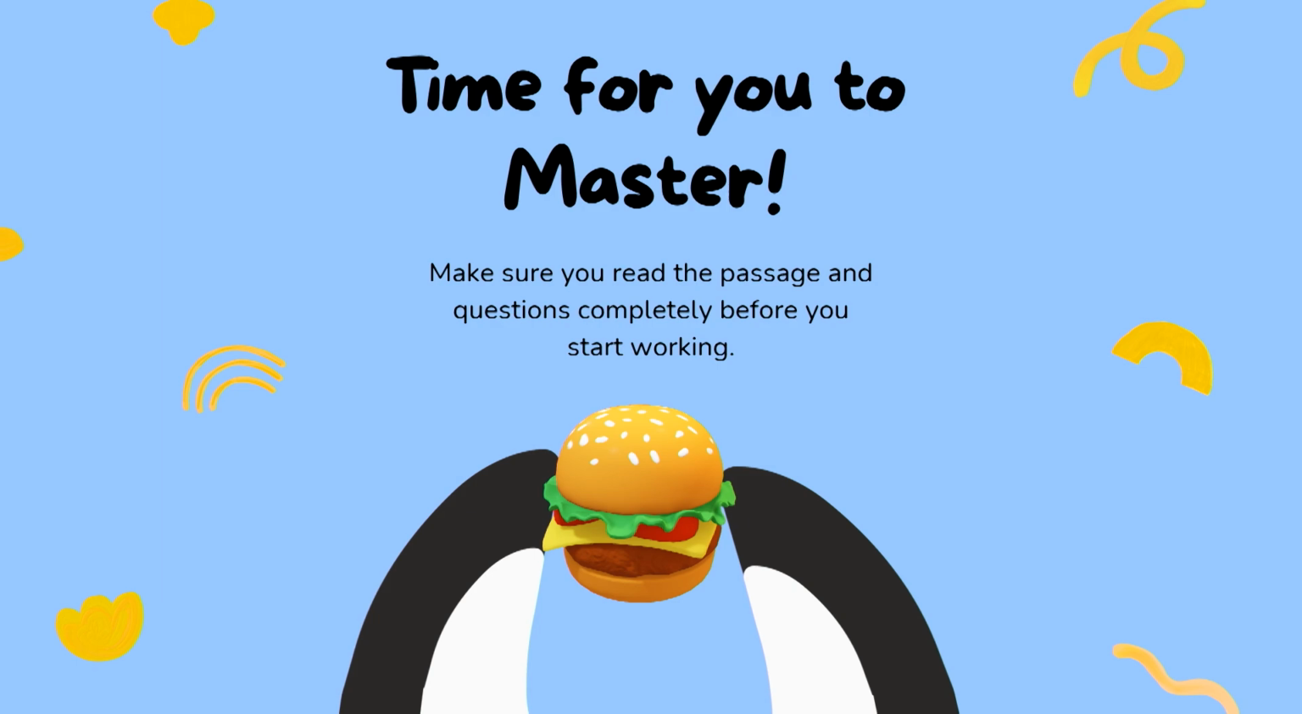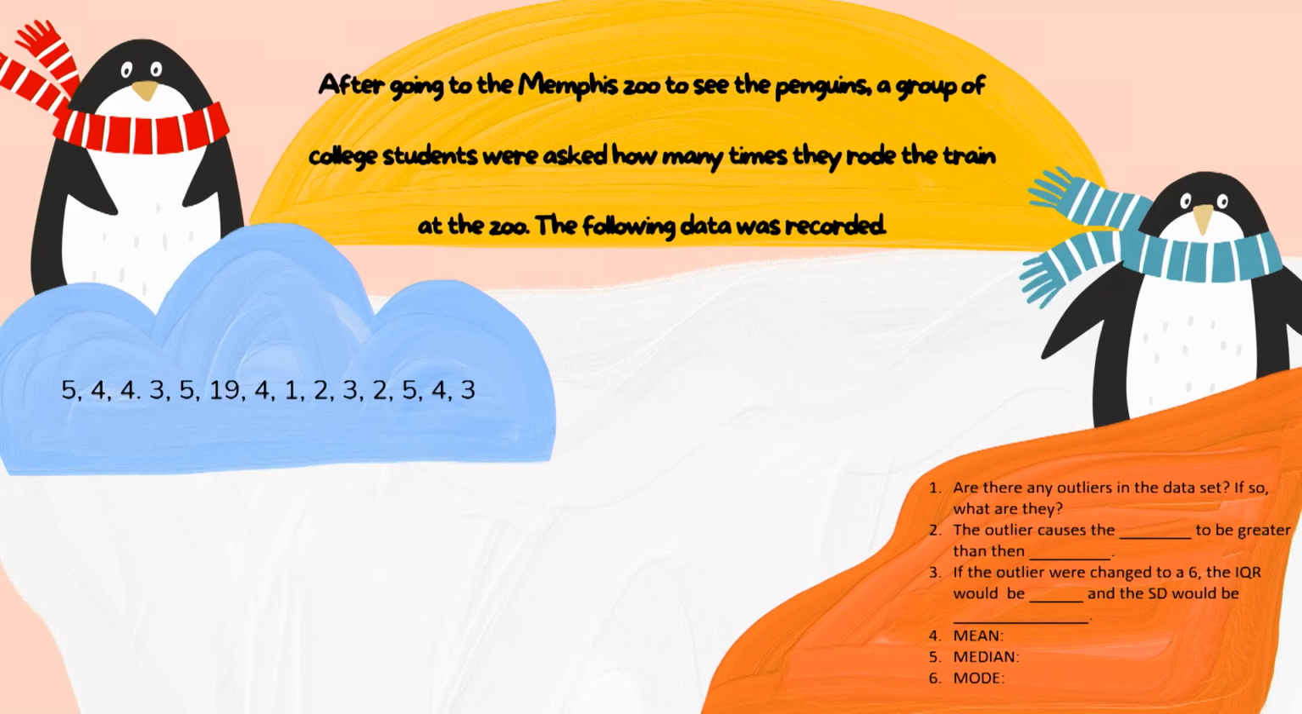Let's make sure that we read the passage and questions completely before we start working. You always want to make sure that you're getting all the information that you can. It says, after going to the Memphis Zoo to see the penguins, a group of college students were asked how many times they rode the train at the zoo. The following data was recorded. So first thing we want to do is plug this into our calculator, get that information so we can answer our questions. I'm going to give you time for you or you and your table partner to plug this into your calculator, get what you need, and come back, and then we'll answer the questions together.